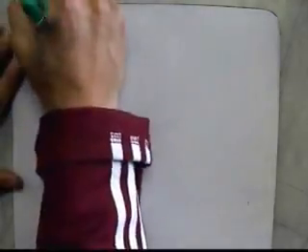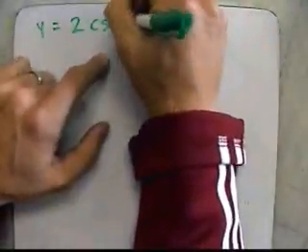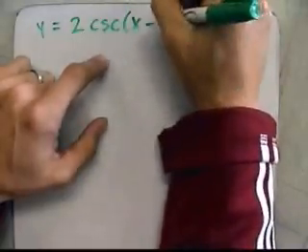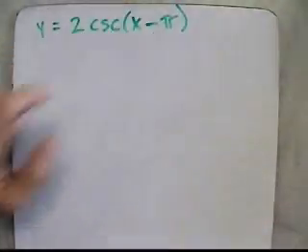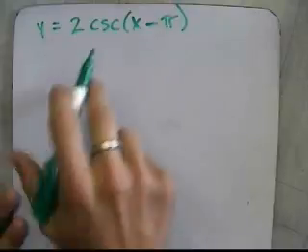Let's go ahead and do y equals 2 cosecant of x minus pi. So a little tougher here. Now we're doing the cosecant graph.